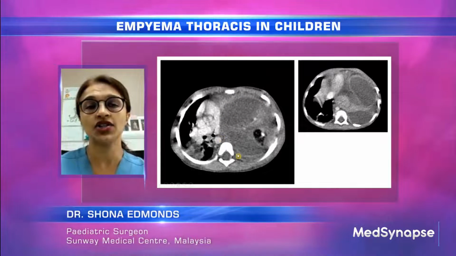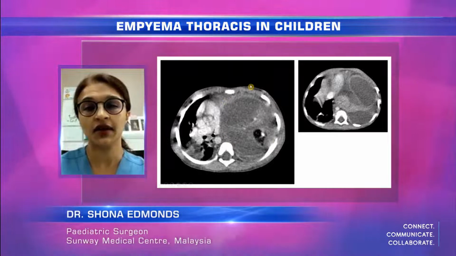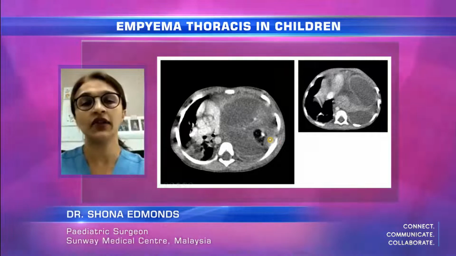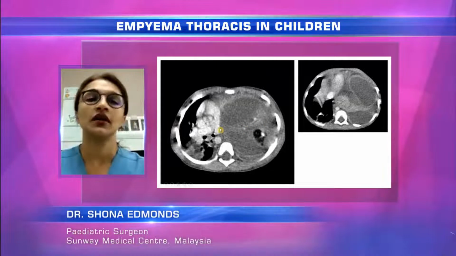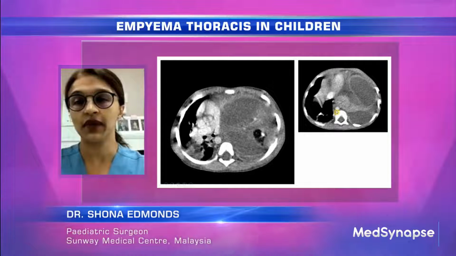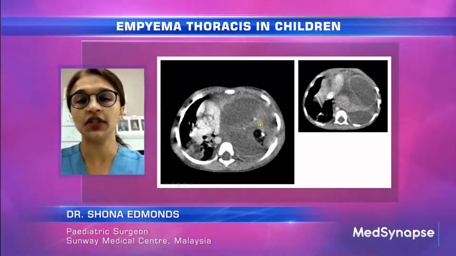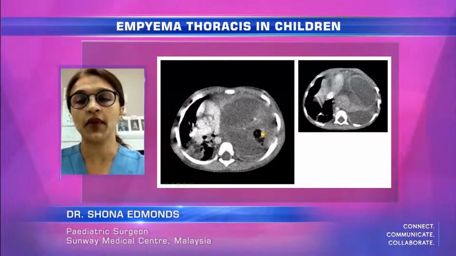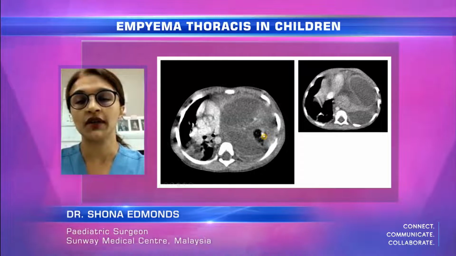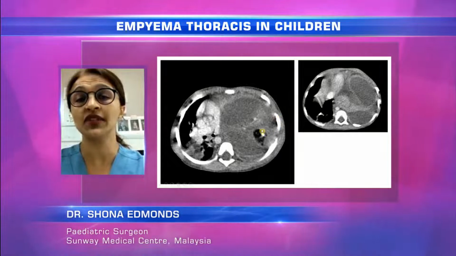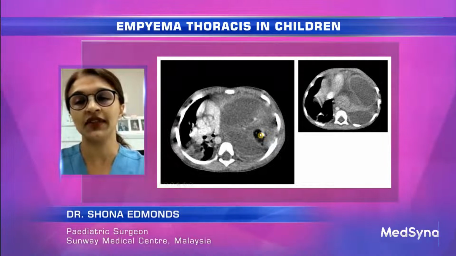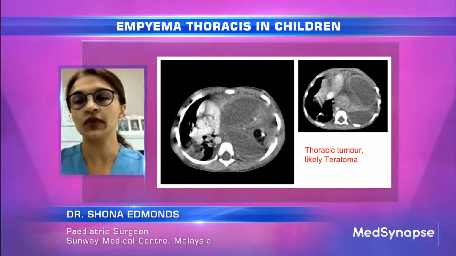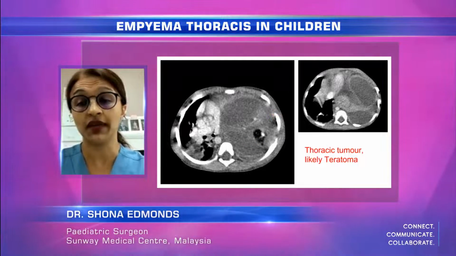It showed us a large heterogeneous multicystic mass involving the entire left hemithorax in this child, which was pushing the mediastinum to the right. Okay, if you notice the image on the left here, this bright image shows Hounsfield units that are similar to the bone. So this is actually a bone or a calcification within this mass. And so the diagnosis of a thoracic tumor, which was likely a teratoma, was made.